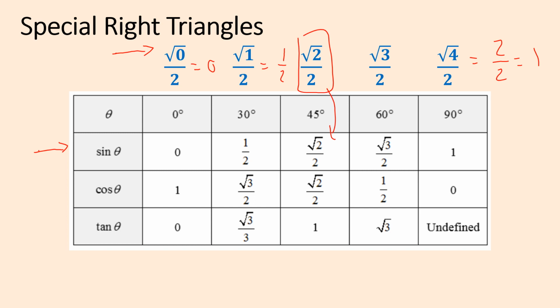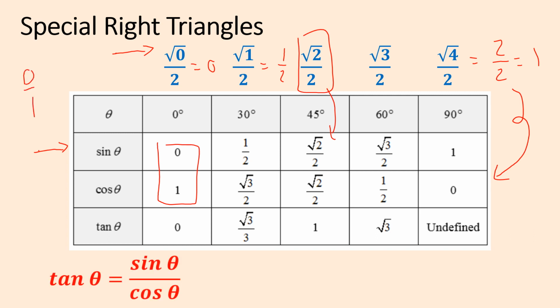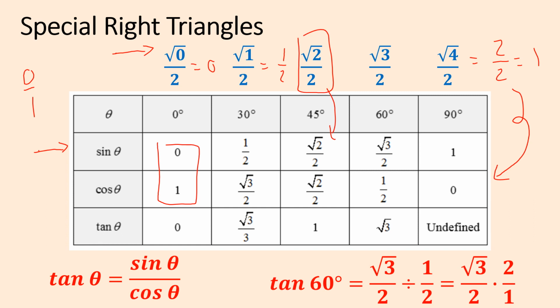The cosine is that same exact thing, it's just flipped around. It starts on that side. Tangent is the sine divided by the cosine. So for example, 0 over 1 is 0. If we look at 60 degrees, radical 3 divided by 1/2, keep it, switch it, flip it. The 2's would cancel out, and we'd be left with radical 3. So in all of these, it's just the sine divided by the cosine.